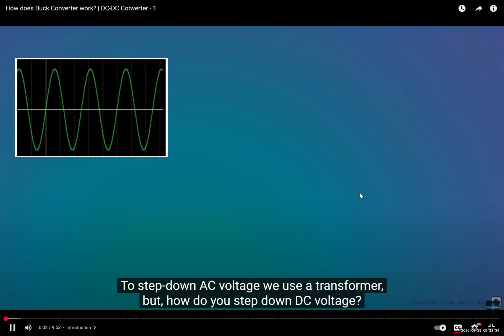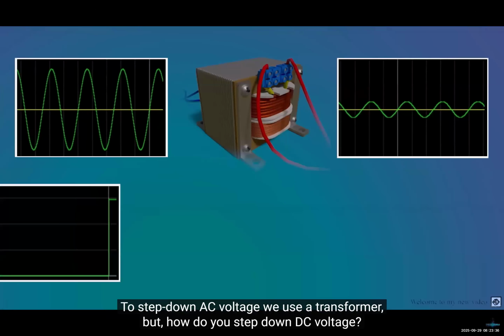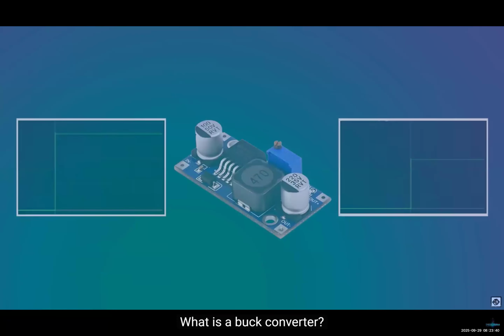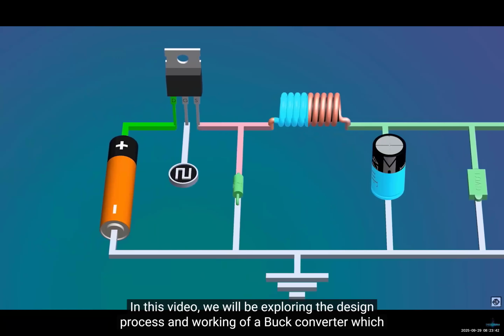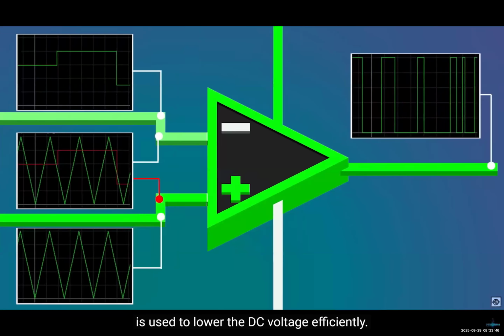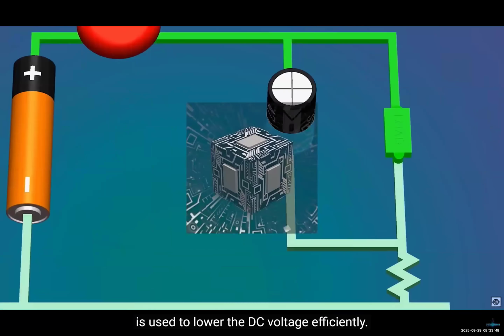Down AC voltage. We use a transformer, but how do you step down DC voltage? We use a buck converter. What is a buck converter? In this video, we will be exploring the design process and working of a buck converter, which is used to lower the DC voltage efficiently.